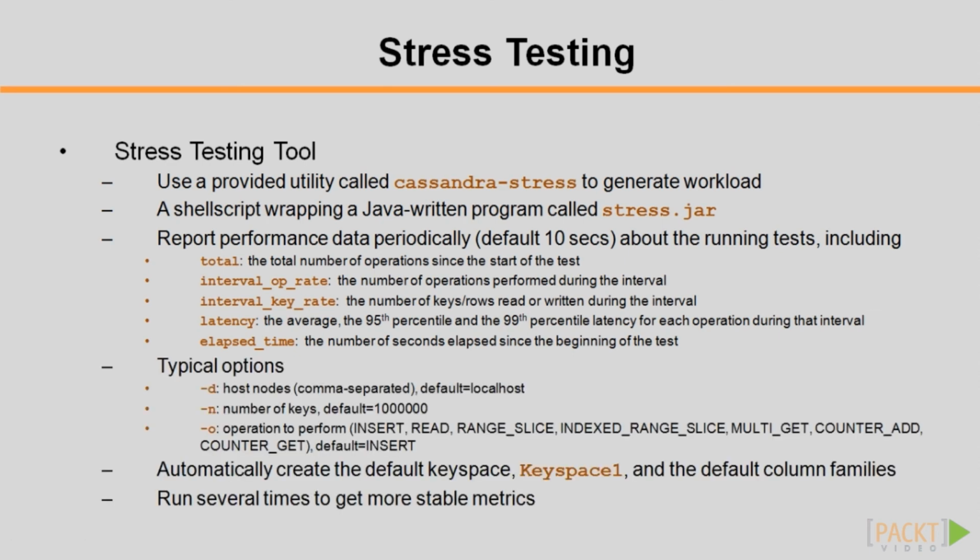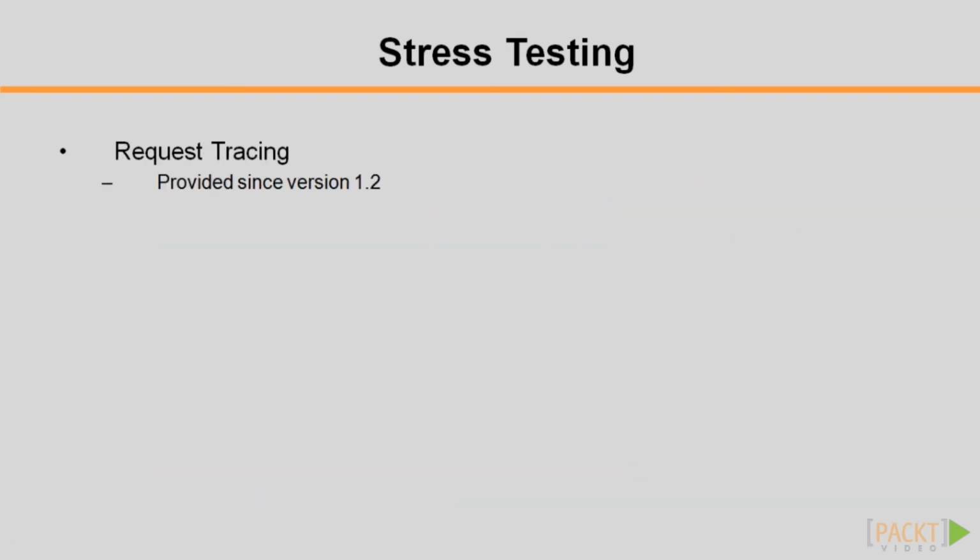Here are the typical options to run stress testing. -d provides the host nodes to run the stress test, -n is the number of keys, and -o is the operation to perform, which can be insert, read, and so on. Cassandra Stress automatically creates a default keyspace and several column families for its test data. Be sure to run several rounds of the test to get more stable performance metrics.